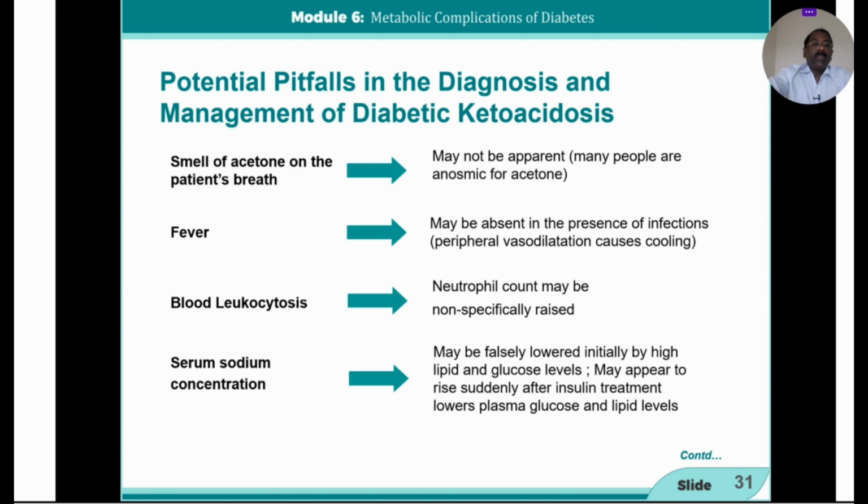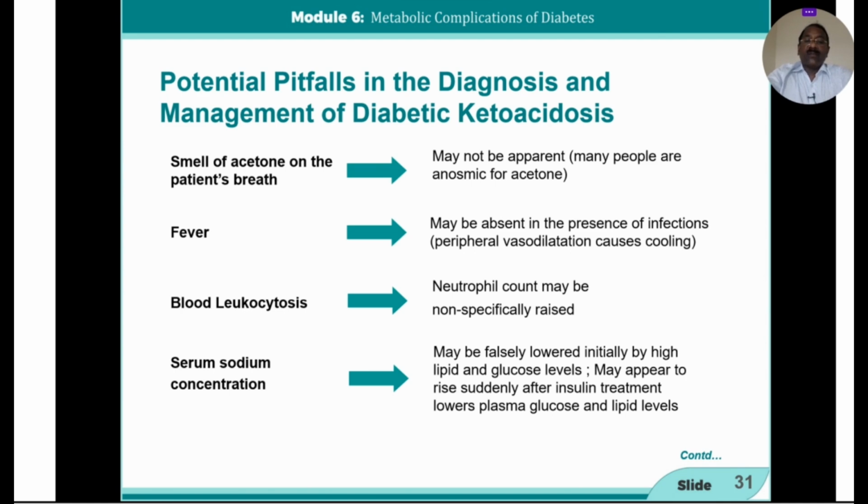Blood leukocytosis: the neutrophil count may be non-specifically raised. So sometimes there may be elevated WBC. So don't assume that it is because of infection and start treating with higher antibiotics. Maybe in all DKA the leukocyte count may be a little higher. And fever: don't expect fever in all DKA patients, even though the DKA is because of infection. Fever may be absent in the presence of infection because of the peripheral vasodilatation causing the cooling.